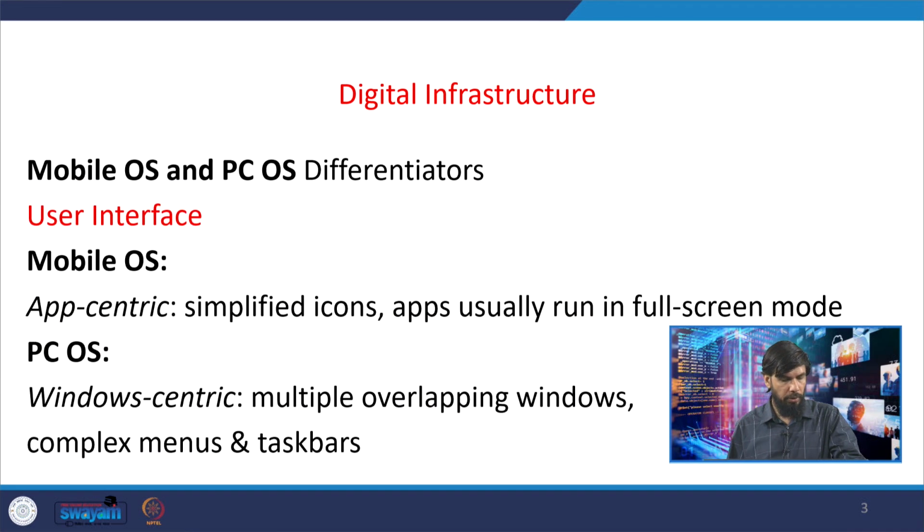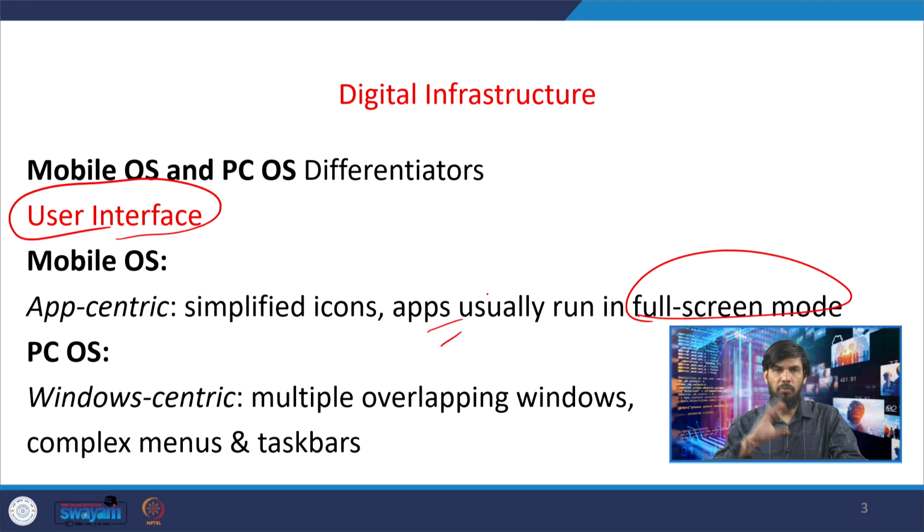Moving on, let us look at different parameters and compare these. If we look at the user interface, in the case of a mobile operating system, it is very app-centric, and you will see simplified icons. You will also see that applications typically take the full screen, right. So, there would be full screen mode; apps will usually come to full screen.